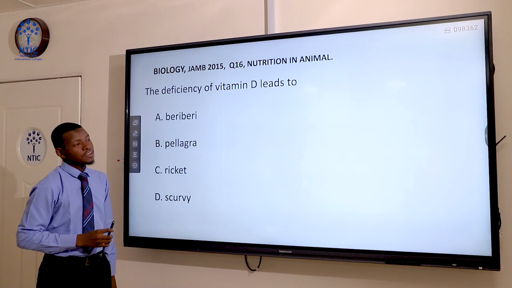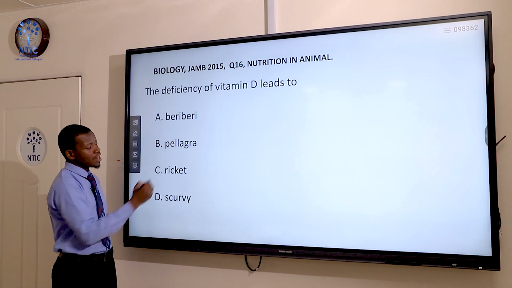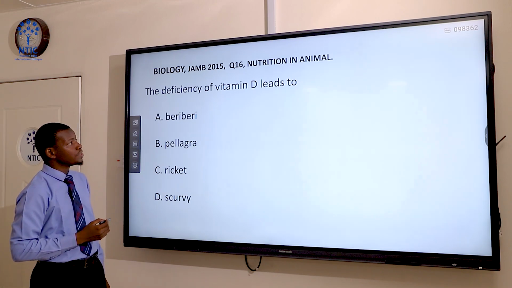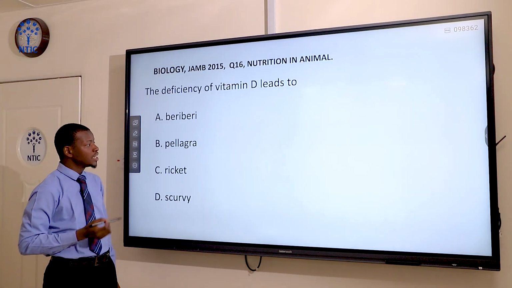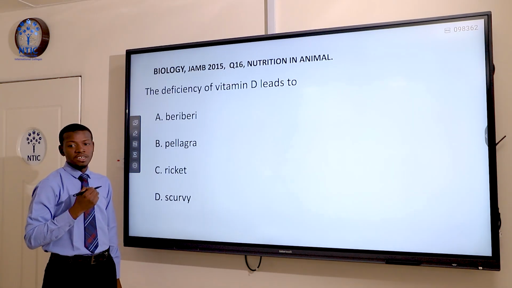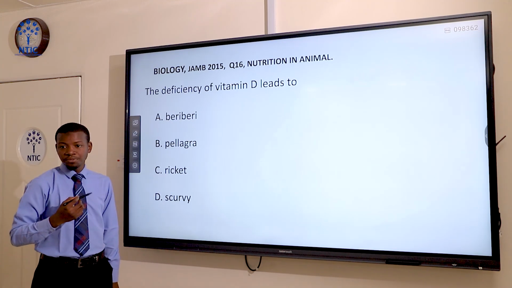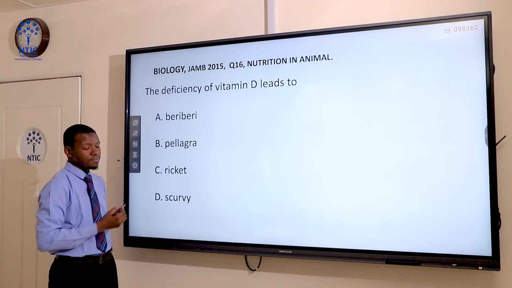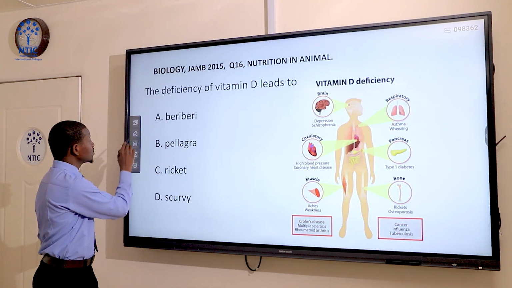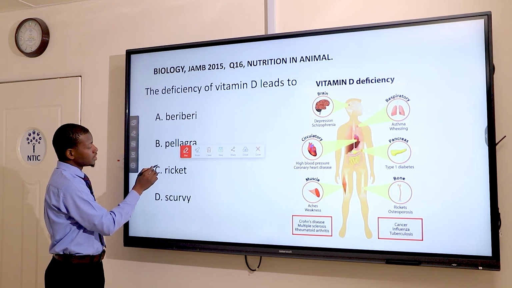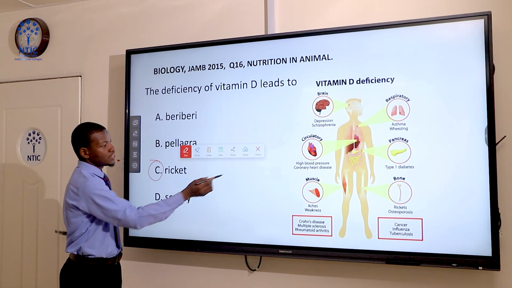Question 16. The deficiency of vitamin D leads to A, beriberi, B, pellagra, C, rickets, and D, scurvy. Now, beriberi is caused by thiamine deficiency. Pellagra is caused by deficiency of vitamin B3, also known as niacin. Scurvy is caused by deficiency of vitamin C. So the correct answer here is that vitamin D deficiency causes rickets. So the correct option here is rickets.